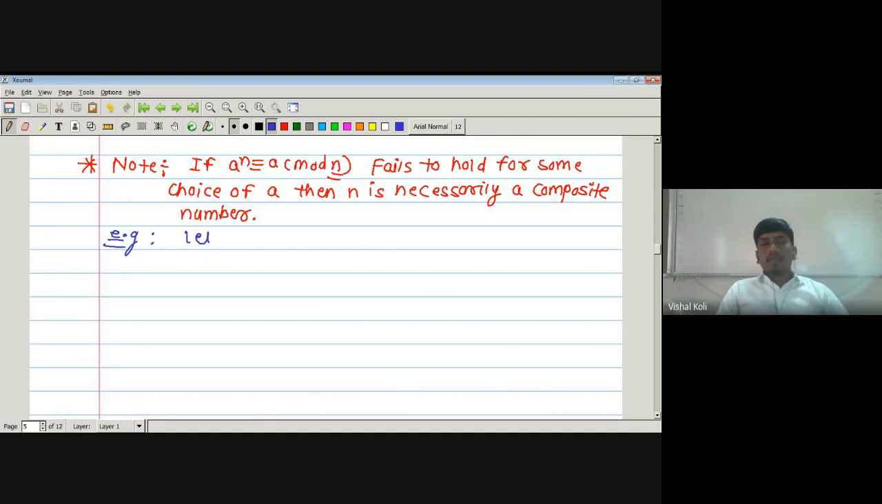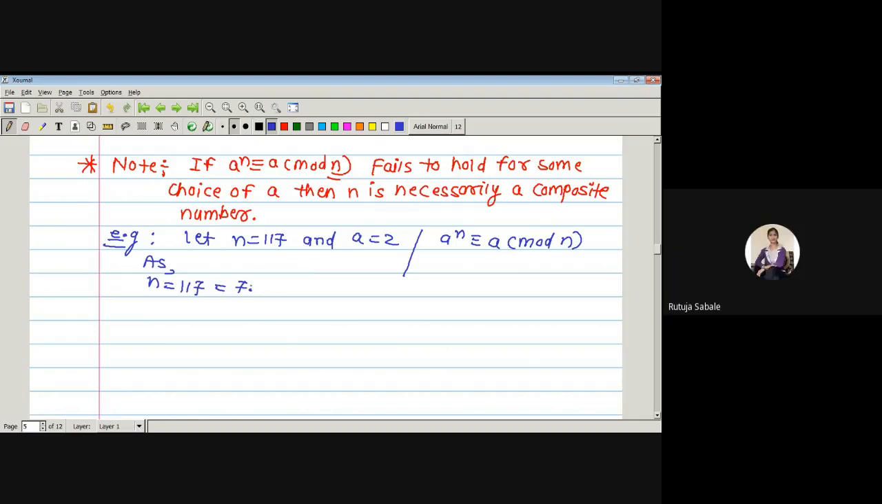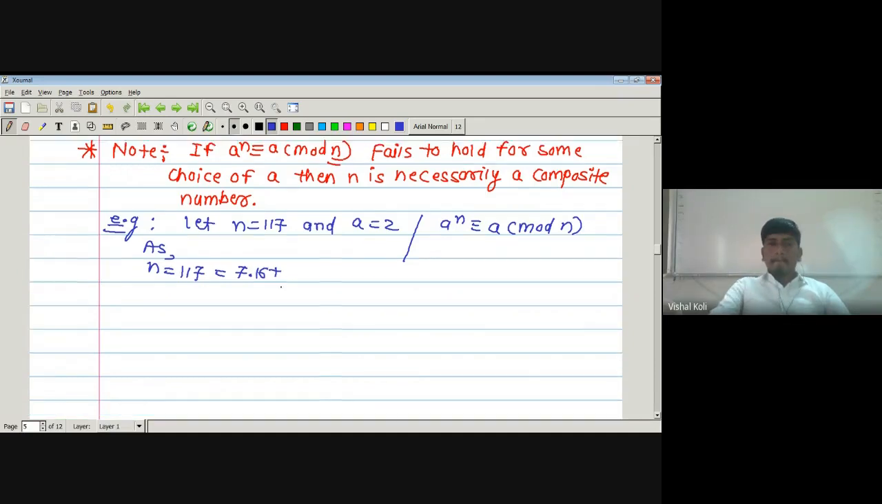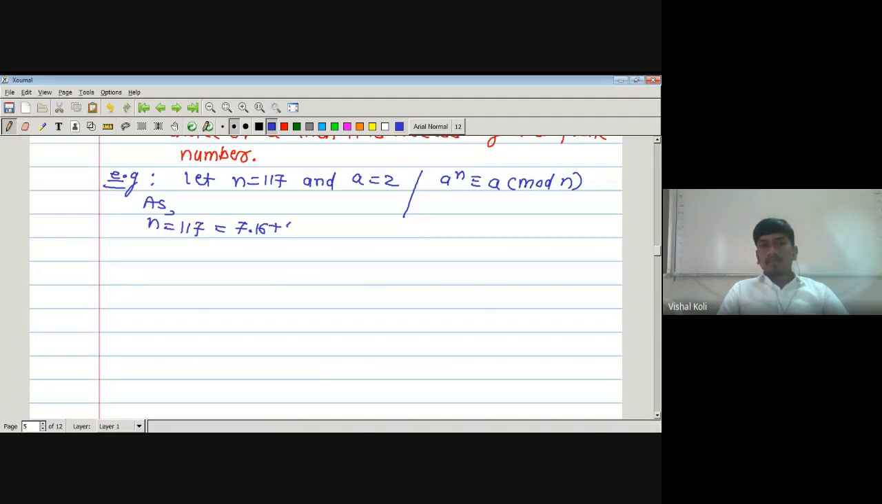Let n be equal to 117 and a will be equal to 2, and we have to check whether a to the power n is congruent to a modulo n or not. Now, as n equal to 117, this can be written as 7 into 16 plus some remainder. 7 into 16 will be 112 plus 5.